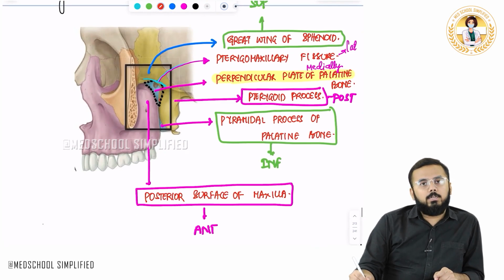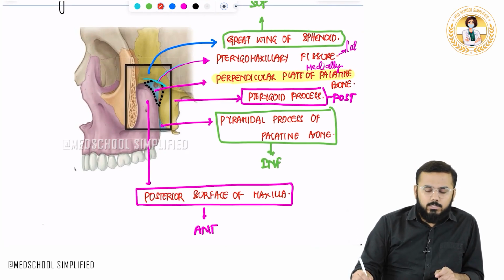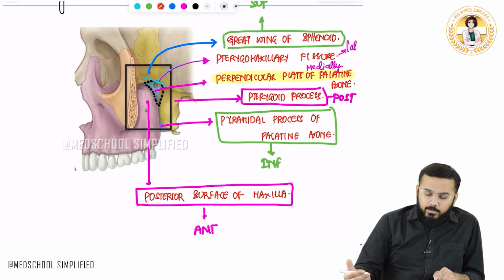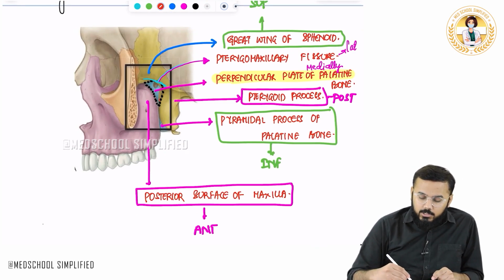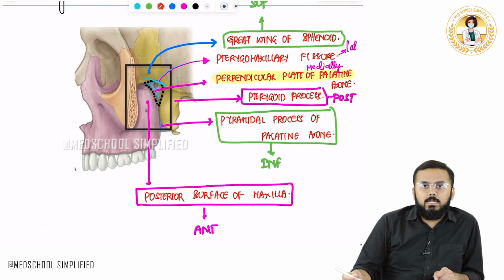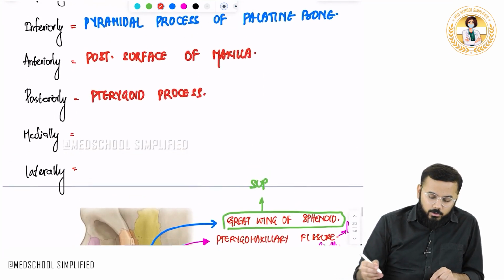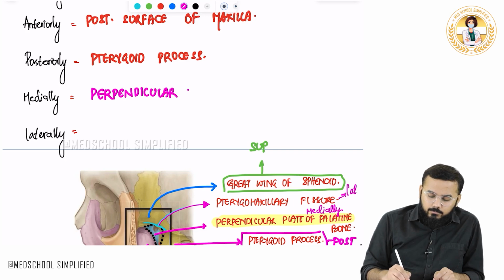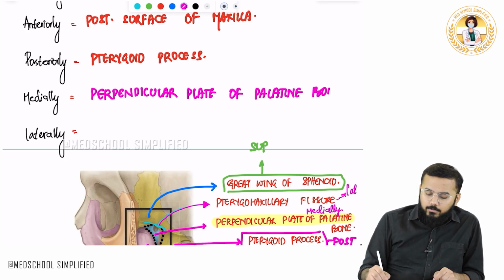Now what is the structure that is located medially and what is the structure that is located laterally? These are only the two confusing things, right? So I'll show it to you in a 3D image. In fact, the medial structure is this blue color structure which you can see, that is a perpendicular plate of the palatine bone, okay.